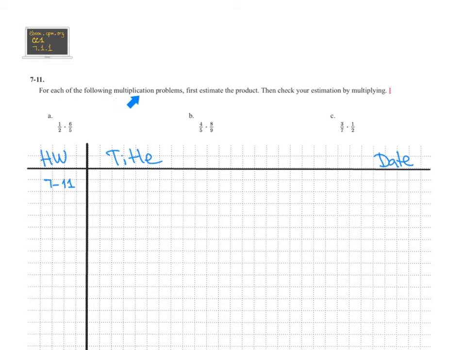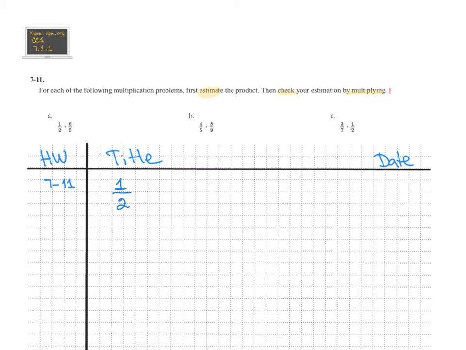For each of the following multiplication problems, first estimate the product, then check your estimation by multiplying. So there are 3 problems. I would only do one of them, but let's go back to the directions. According to the directions, we are to estimate. So it does say clearly first estimate, then check your estimation by multiplying. So together I am going to do example A in this video. The way you've been doing your notes, go ahead and continue the way your teacher wants it.